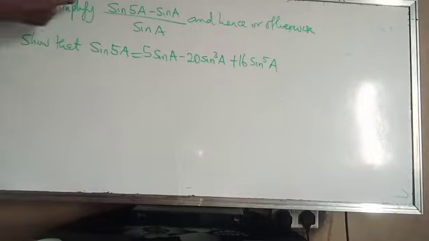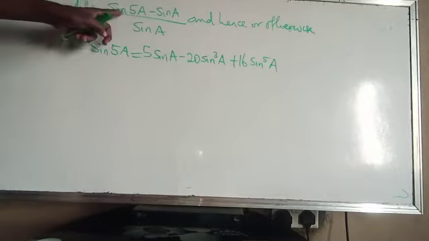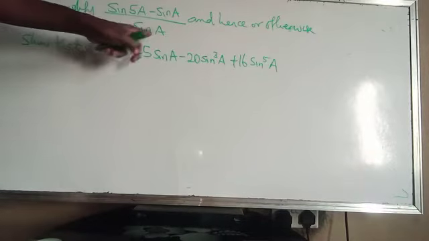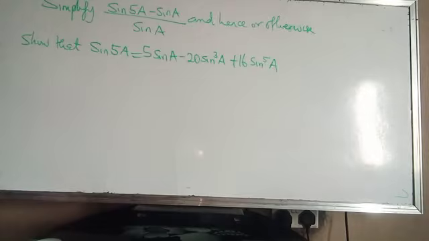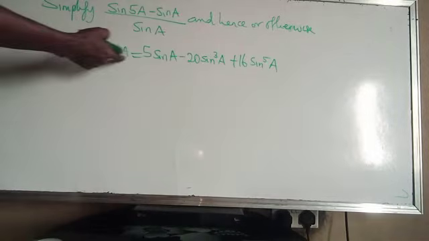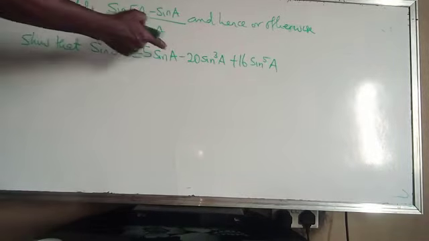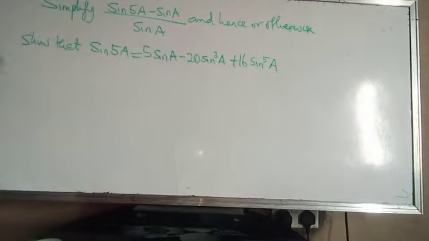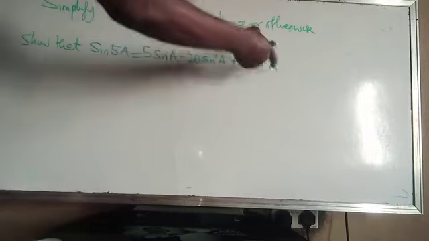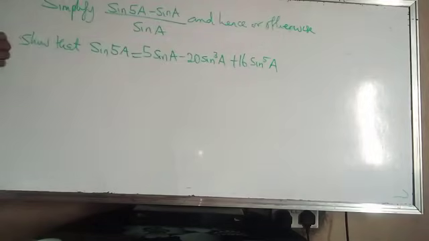Now, we are asked to simplify this. For this problem, sine 5a minus sine a all over sine a, and hence or otherwise we should show that sine 5a is equal to 5 sine a minus 20 sine cube a plus 16 sine to the power 5 a. All right, now this means 5 sine a in 5 places. So how do we go about this?